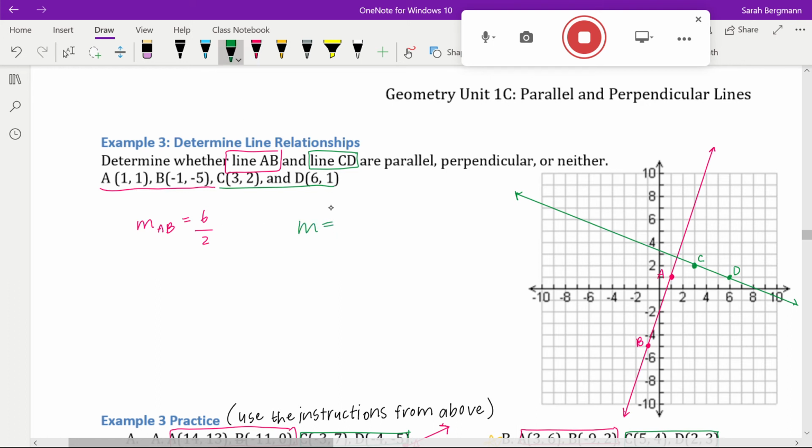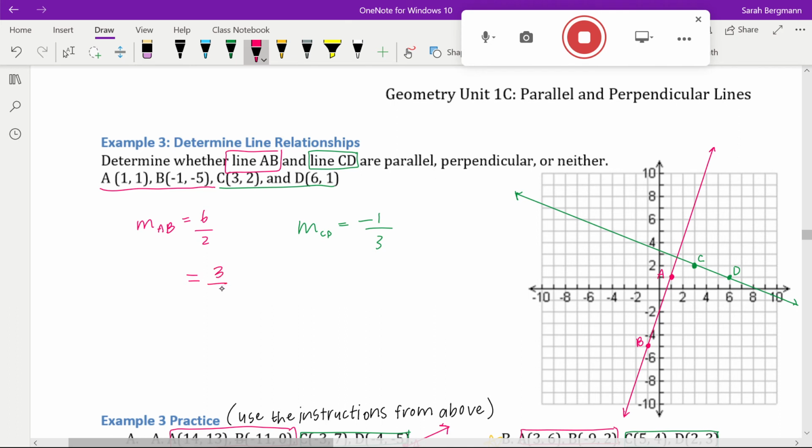Let's check the slope of CD. It's important for you to label which slope you're working on so that you don't just have m equals all over the place. All right, so for CD, we can also do rise over run. It goes down 1/3. Now, these slopes are neither opposite reciprocals that we can see now, and they're not equal. So now let's go back and reduce this and see if then we get opposite reciprocals or equal.